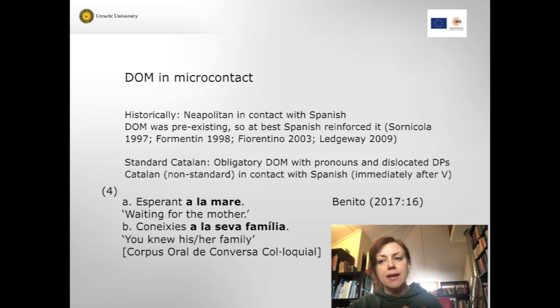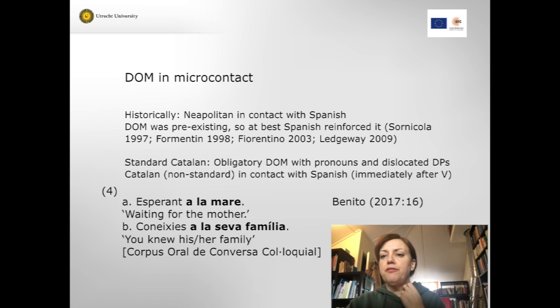Now, if we look at, again, microcontact, well, historically, Neapolitan was at some point believed to have introduced DOM because of Spanish. This has been proven false. The same for Standard Catalan. It was believed to have DOM because of contact with Spanish. It has been proven to be false. It was already there. So there are phenomena of reinforcement.